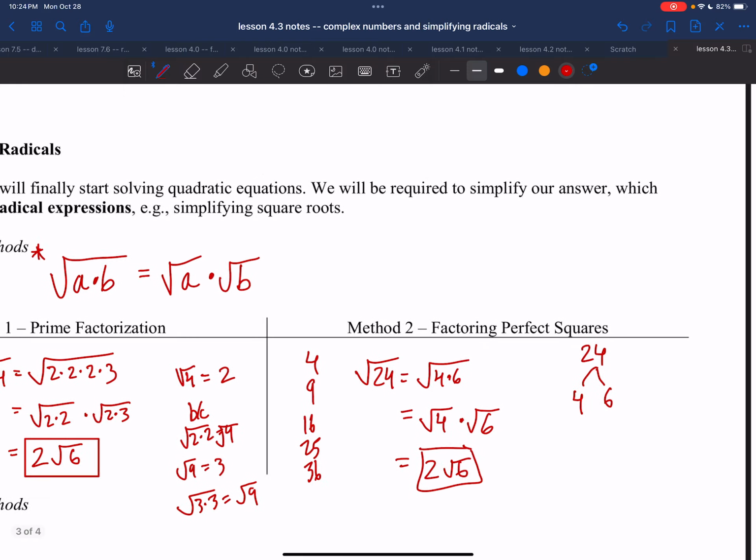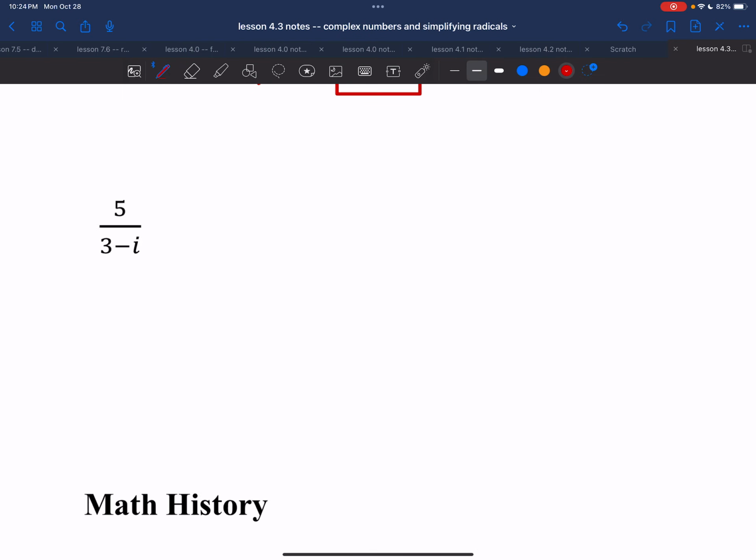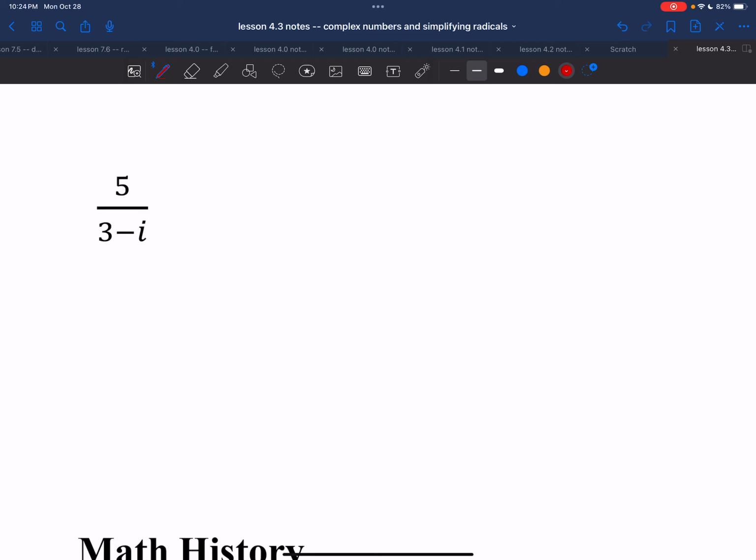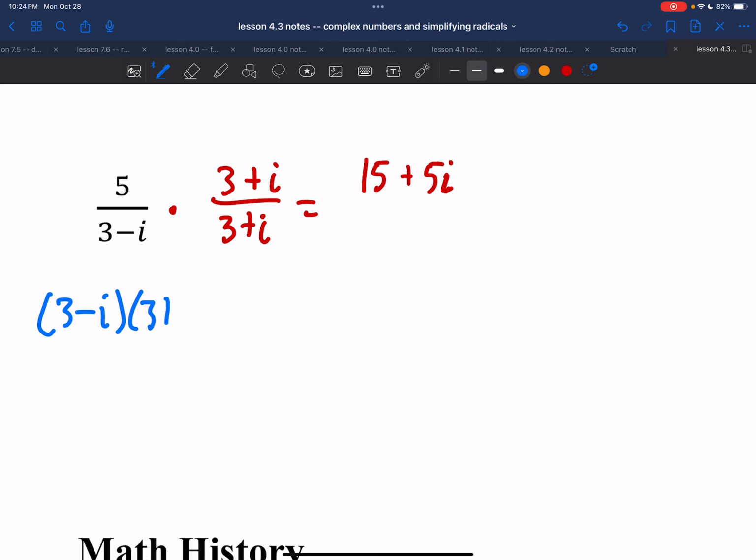A few more. Almost there. Let's do 5 over 3 minus i. So I say the conjugate of 3 minus i is 3 plus i. I don't want an equal sign. I want times. 3 plus i over 3 plus i. Okay? The numerator is 5 times 3 is 15, plus 5 times i is 5i. So what's the denominator? Well, I'm going to do that a little aside again, right? It's 3 minus i times 3 plus i, and you just distribute. 3 times 3 is 9, then a 3i, then a minus 3i, then a negative i squared.